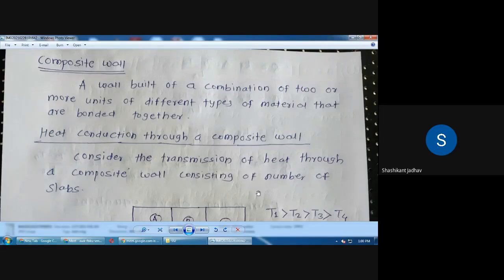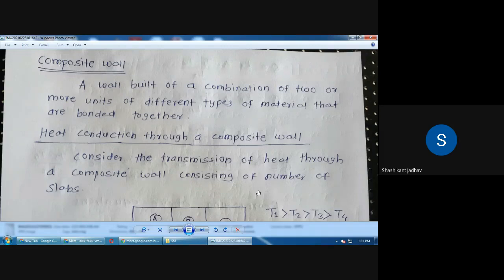Composite wall म्हणजे काय असणार आहे? A wall built up of a combination of two or more units of different types of material that are bonded together. म्हणजे आपण we are considering the plain wall. So in that case only one material is there. Now in the composite wall we have to consider two or more than two units and they are bonded to each other and having different material. म्हणजे एक जशी प्लेन वॉल असणार आहे तशाच आपण काय करणार आहे, त्याच्यापेक्षा दोन किंवा दोन पेक्षा जास्त मटेरियल एकमेकांना आपण अटॅच करणार आहे. And we have to calculate the heat transfer rate through that particular composite wall.